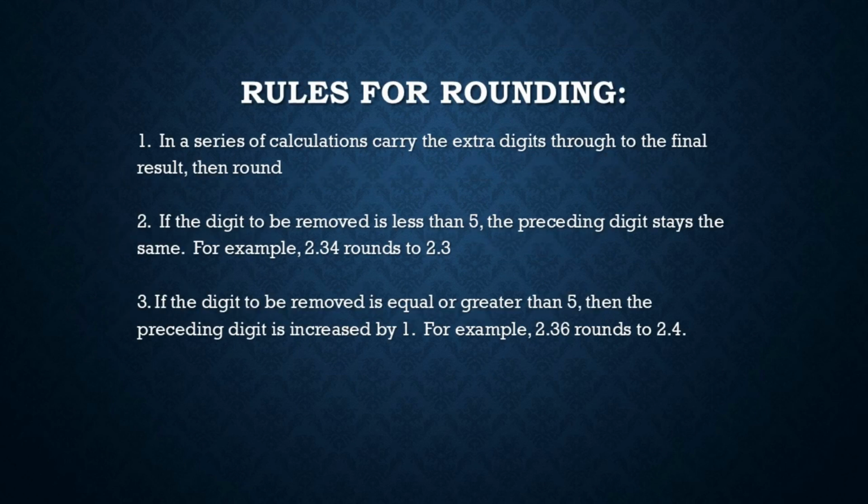Rules of rounding. In a series of calculations, carry the extra digits through to the final result, then round. If the digit to be removed is less than 5, the preceding digit stays the same. For example, 2.34 rounds to 2.3. If the digit to be removed is equal to or greater than 5, then the preceding digit is increased by 1. For example, 2.36 rounds to 2.4.